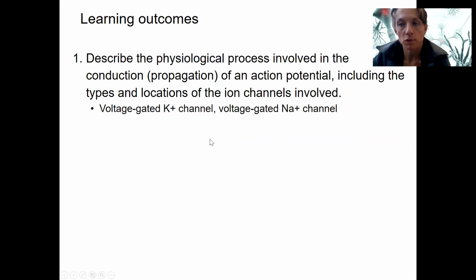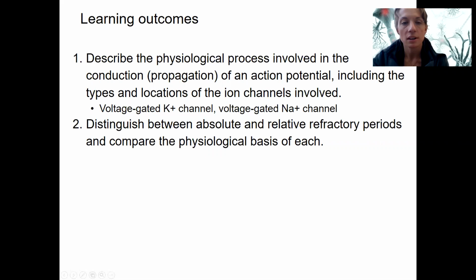Here are the learning outcomes for that previous video, and this next video is going to connect very nicely with the propagation, the conduction down the axon. So the ones we just covered are describe the physiological process in conduction of an action potential, including the types and locations of the ion channels involved. So these two types of ion channels that we talked about. And then we also distinguish between the absolute and relative refractory periods and the basis for each.